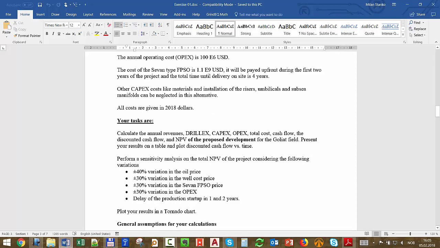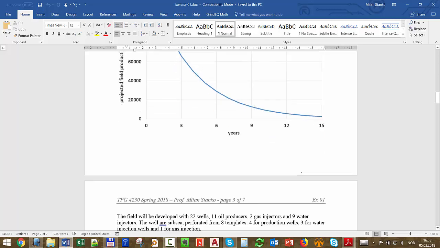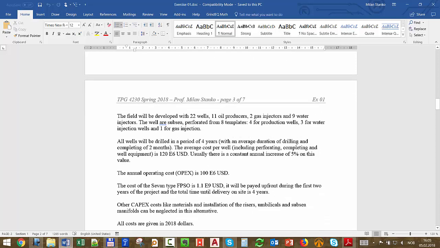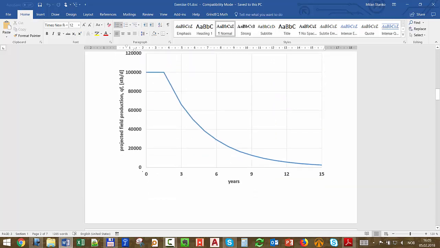So you have to make your cash flow, okay, and you say from here, at least I have to produce for 15 years, and then I have to make the development before that. Okay, so you say here, I say that 4 years for drilling, the platform will be delivered in 4 years. So the project will be 19 years total at the end.